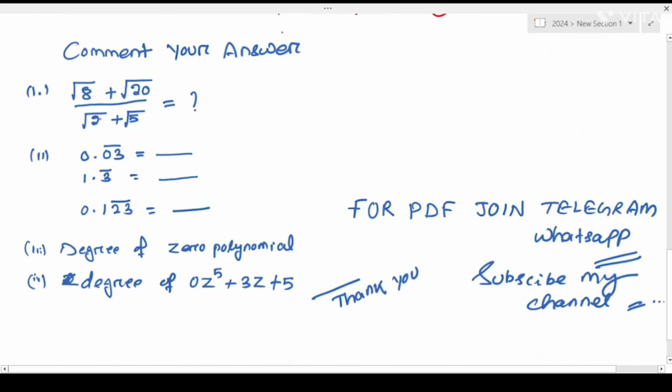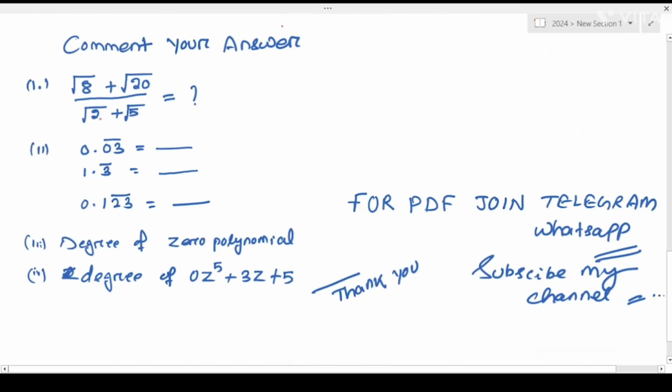So now comment on these questions. Root 8 plus root 20 divided by root 2 plus root 5 equal to dash. Then question number 2, that is 0.03 bar. Actually there are three types of questions. By using the short trick, you solve these questions and comment your answer. Otherwise you can comment in the WhatsApp or Telegram group. Also you can download the PDF from this group.